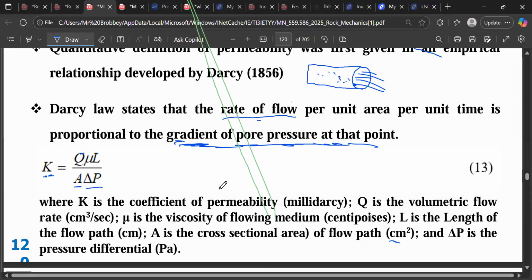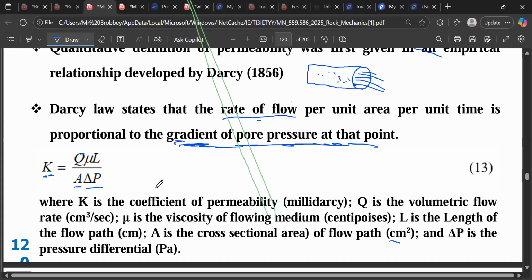So there has to be a hydraulic gradient, or the change in head, as you say, before there can be a flow. Please, am I making sense?